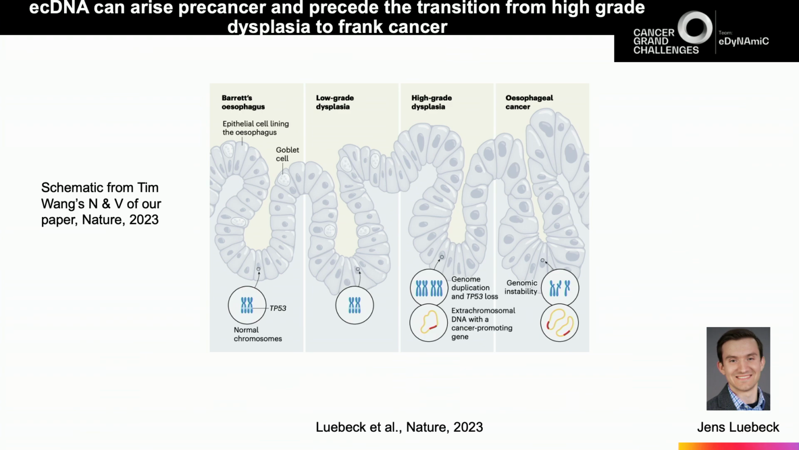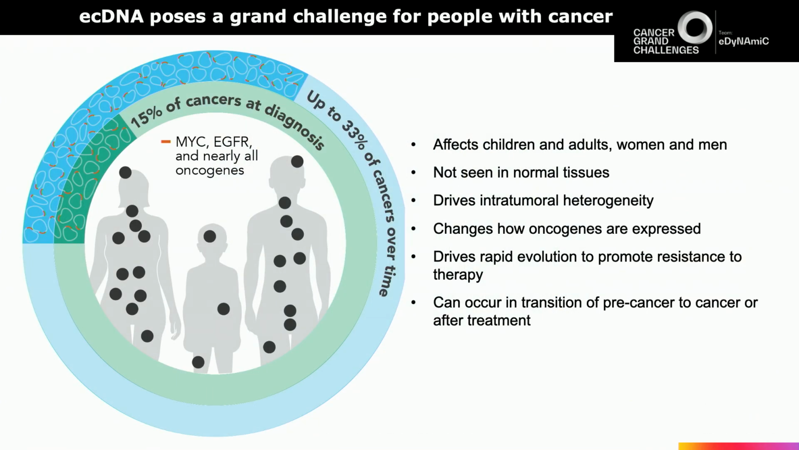We also know it can happen later in cancer. So at this point, what we knew was that extrachromosomal DNA affects children and adults and women and men. It's not seen in normal tissues. Remember, this is not like the small circular DNAs that we normally have. These are large, a megabase or more. They're just absolutely huge. They're highly amplified, and they contain lots of genes and regulatory regions.